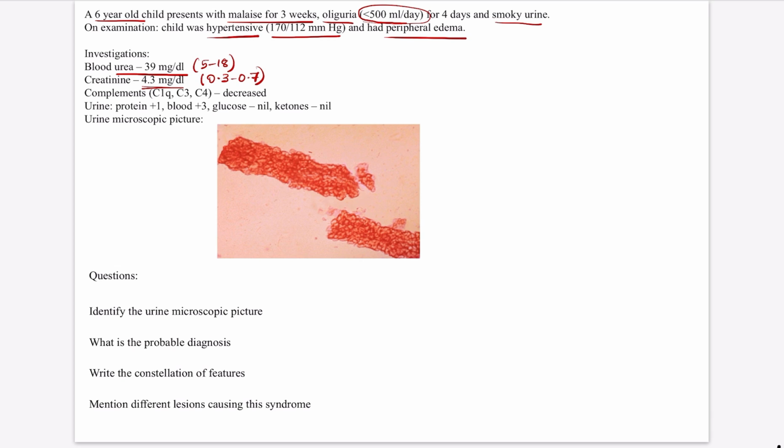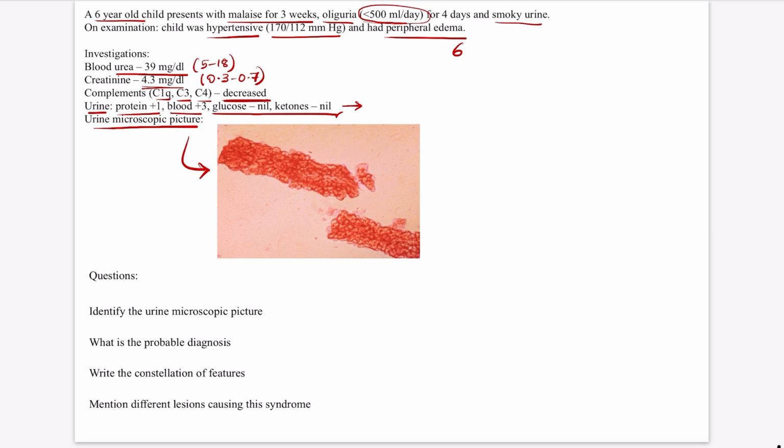The complements like C1q, C3, C4, they are decreased. Urine proteins 1 plus, blood 3 plus, glucose nil and ketones nil. And the urine microscopic picture is given below. So from this question, what are the clues that we can get?